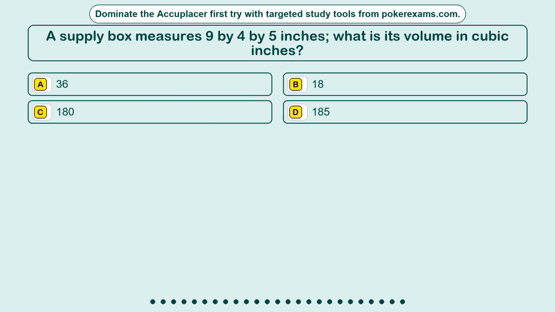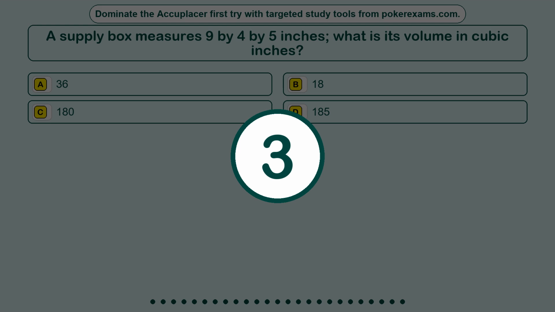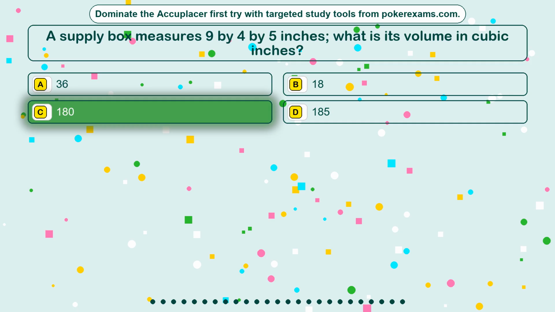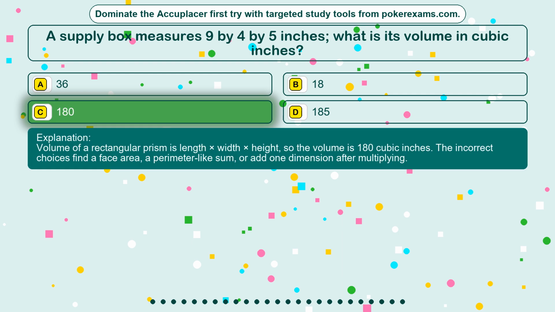Question 12. A supply box measures 9 by 4 by 5 inches. What is its volume in cubic inches? Option A, 36. Option B, 18. Option C, 180. Option D, 185. The correct answer is option C, 180. Volume of a rectangular prism is length times width times height, so the volume is 180 cubic inches. The incorrect choices find a face area, a perimeter-like sum, or add one dimension after multiplying.